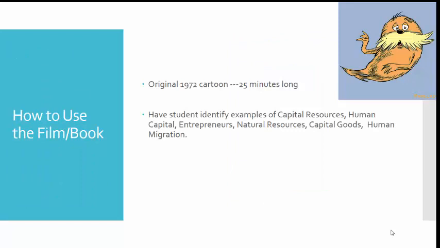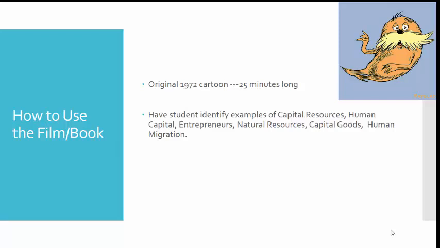Here is how you might want to use this film and book in your classroom. So you can read the book with your students, or you could show the film. There is a new version, but I strongly recommend the 1972 cartoon. It's 25 minutes long, so you could watch the entire cartoon, and then be able to apply these economic terms and get a lot of activity with your students, and a lot of discussion still in one class period.